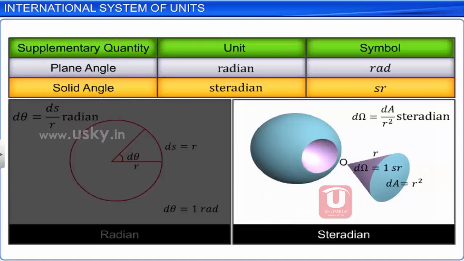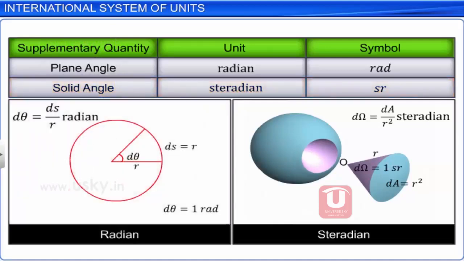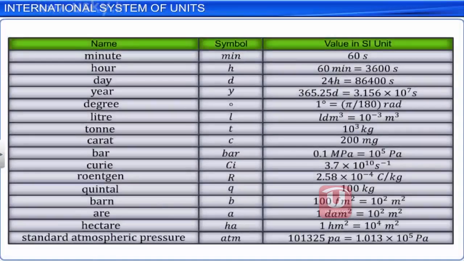SI also retained some units from earlier systems for general use. They are minute, hour, day, year, degree, liter, ton, carat, bar, curie, roentgen, quintal, barn, hour, hectare, and standard atmospheric pressure.